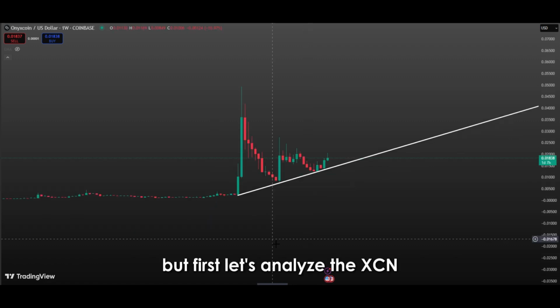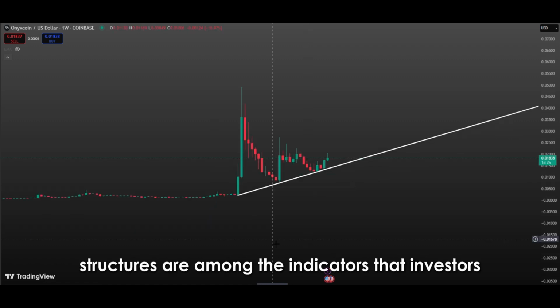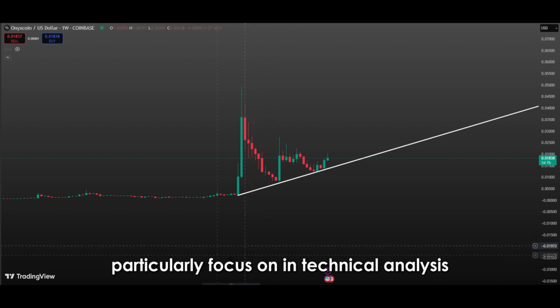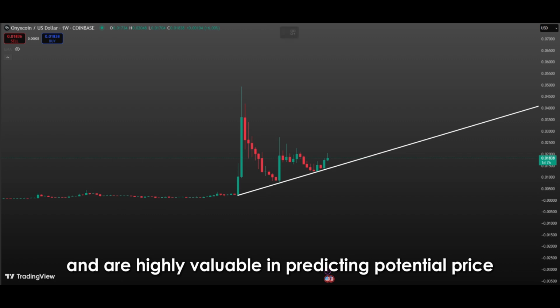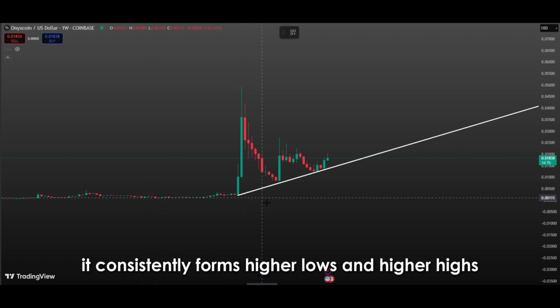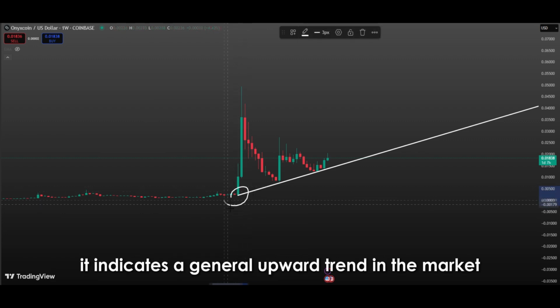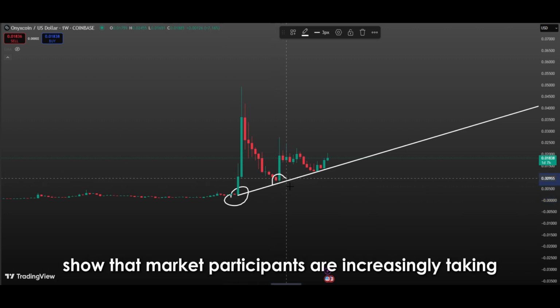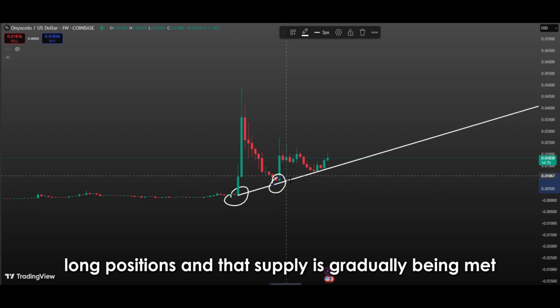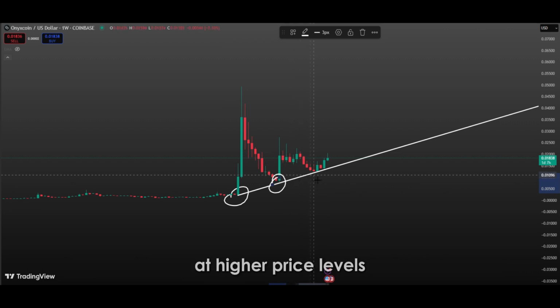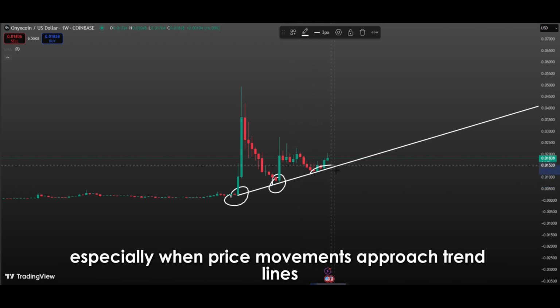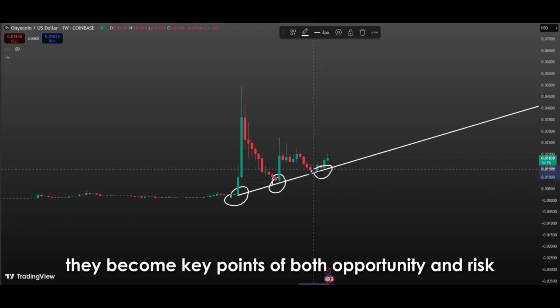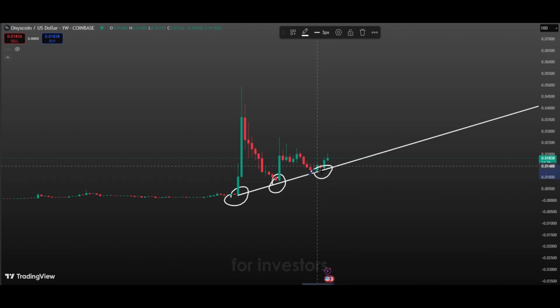But first, let's analyze the XCN. Upward trend structures are among the indicators that investors particularly focus on in technical analysis and are highly valuable in predicting potential price directions. When an asset consistently forms higher lows and higher highs over certain timeframes, it indicates a general upward trend in the market. Such structures show that market participants are increasingly taking long positions and that supply is gradually being met at higher price levels. Especially when price movements approach trend lines, they become key points of both opportunity and risk for investors.